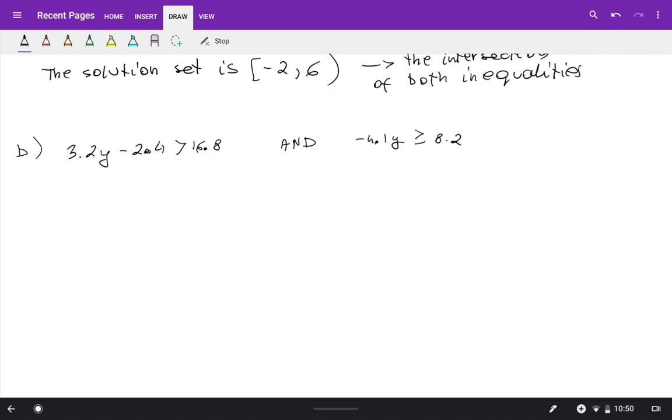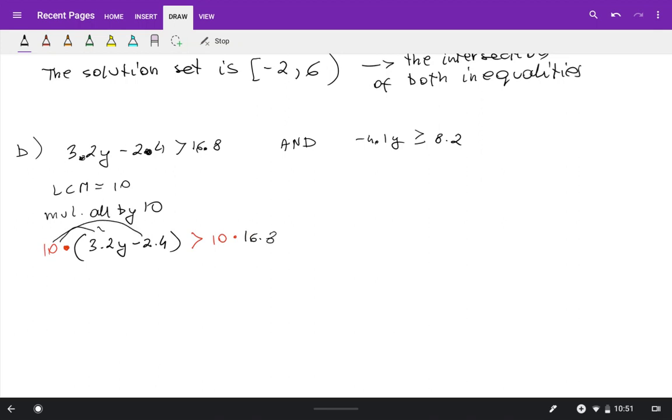What I'm going to do, again, since I don't like to deal with decimals or fractions, my lowest common multiple here, since each decimal has only one number after the decimal point, is equal to 10. So I'm going to multiply all by 10, just to remove the decimals. If you want to, you can solve it with decimal notation, but I'm just going to do it that way. 3.2y minus 2.4 is greater than 10 times 16.8. So I distribute 10 to each.